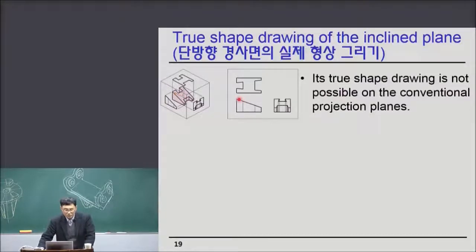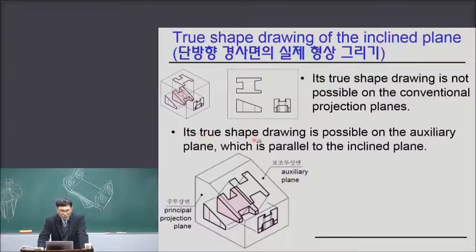So, in front view, this is a true length of this inclined surface, inclined plane. But this top view does not present its true shape, right? Okay, so its true shape drawing is not possible on the conventional projection plane, okay, right? But its true shape drawing is possible on the auxiliary plane, which is parallel to the inclined plane. So if you set an auxiliary plane here, which is parallel to this inclined plane, then in this way you can have true shape on the projection plane.